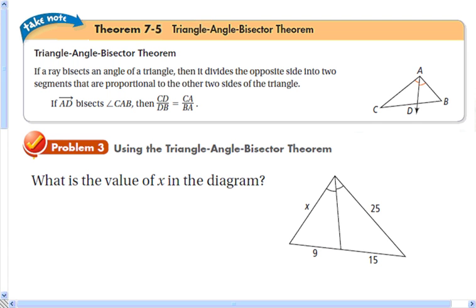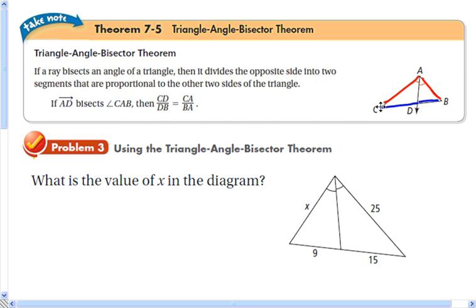All right, another theorem we have is a kind of related thing here, the triangle angle bisector theorem. If a ray bisects an angle of a triangle, then it divides the opposite side into two segments that are proportional to the other two sides of the triangle. So if AD bisects angle CAB, then CD, this one, the ratio of that to the other part that is cut off is equal to AC over BA.